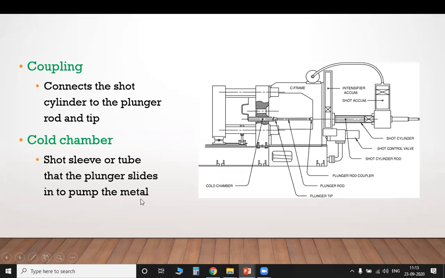The cold chamber is a short sleeve or tube that the plunger slides into to pump the metal. This is the part, the cold chamber, which we are going to be using. Why are all these components explained? Here you are pouring molten metal and high pressure is applied. Here the molten metal is not kept in a furnace and continuously heated.